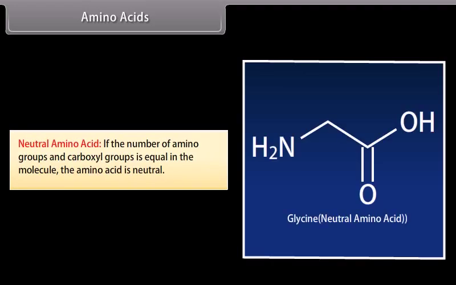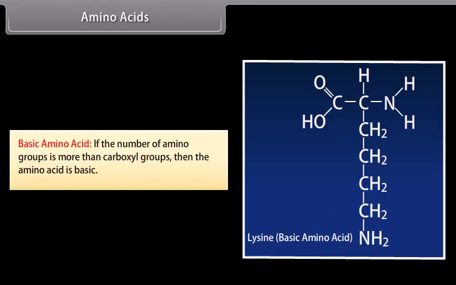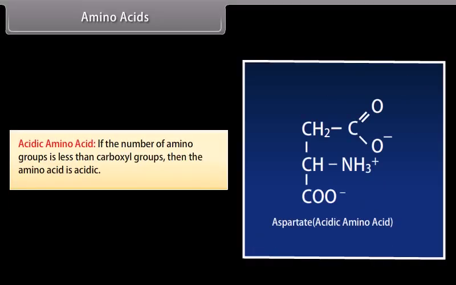Neutral amino acid. If the number of amino groups and carboxyl groups is equal in the molecule, the amino acid is neutral. For example, glycine. Basic amino acid. If the number of amino groups is more than carboxyl groups, then the amino acid is basic. For example, lysine. Acidic amino acid. If the number of amino groups is less than carboxyl groups, then the amino acid is acidic. For example, aspartate.